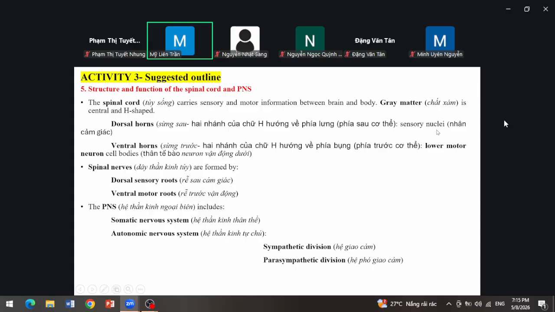Dorsal horns include the sensory nuclei and ventral horns contains the lower motor neuron cell bodies.